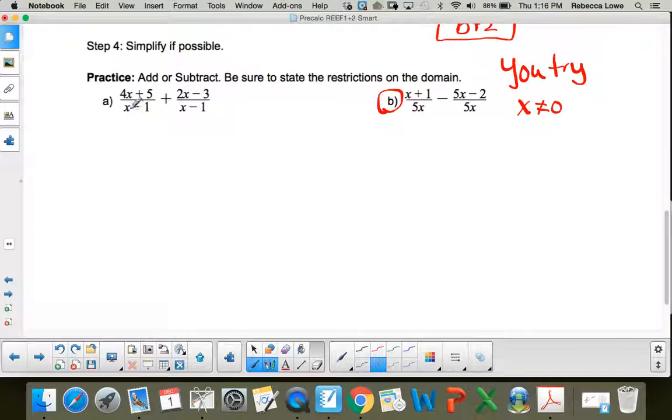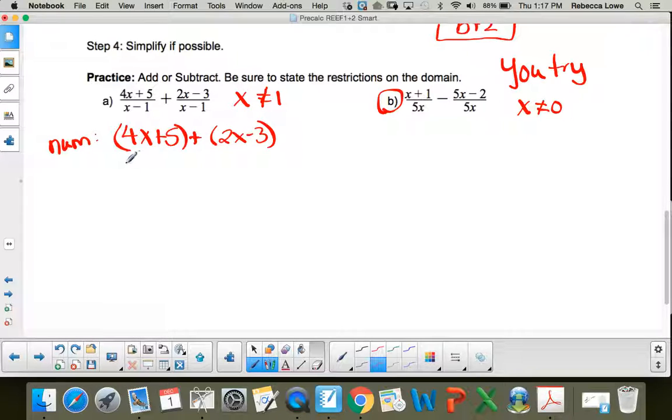So here we go. We're going to add these two rational expressions. I have a common denominator. The denominator cannot be 0, and the x value that would make it 0 is +1. So the restriction in the domain is that x cannot be +1. So I'm just going to work the numerator. I have 4x plus 5 plus 2x minus 3. Notice the parentheses around the terms.